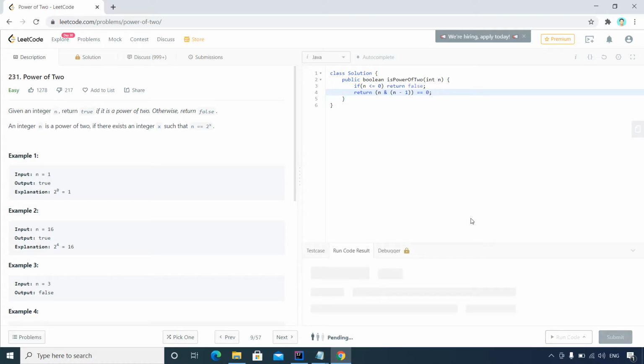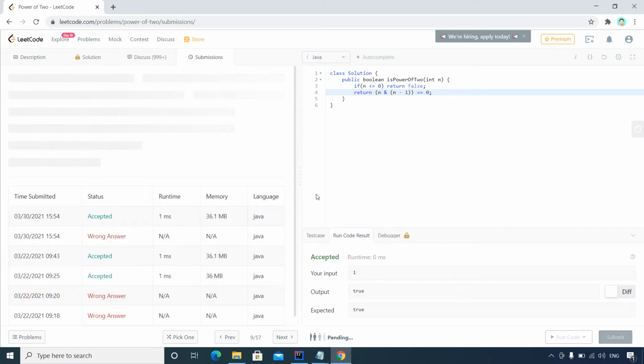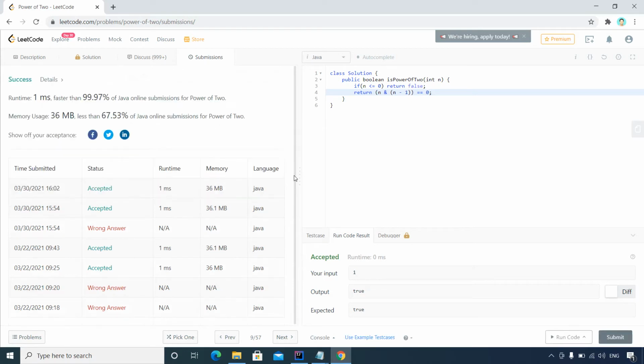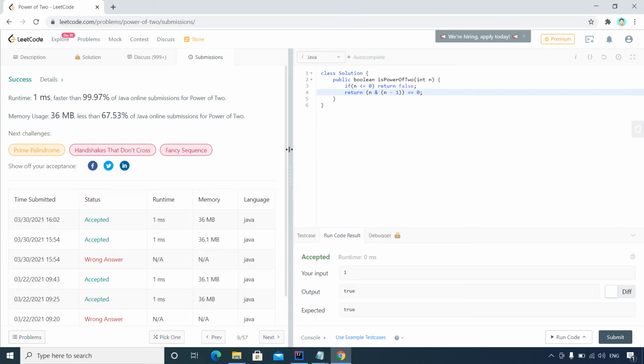Let's check. Let's submit. So we get accepted. It's faster than 97% of Java online submissions. So here it is. We solved this problem using bit manipulation.